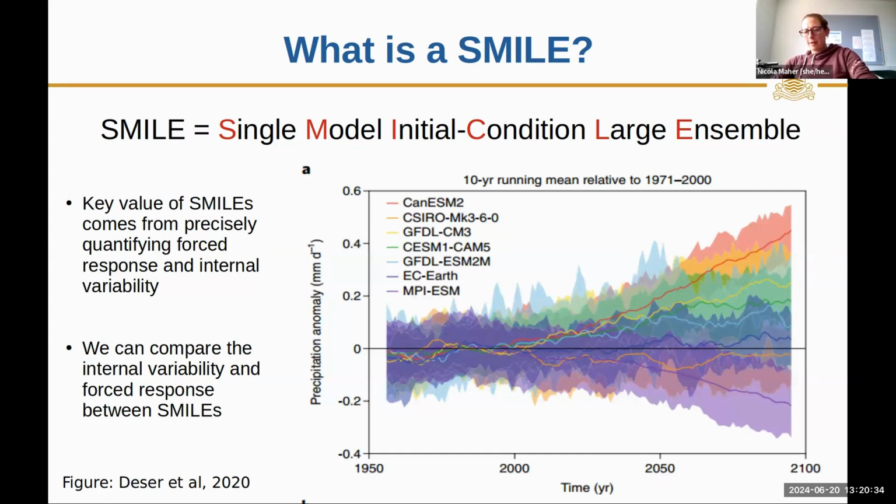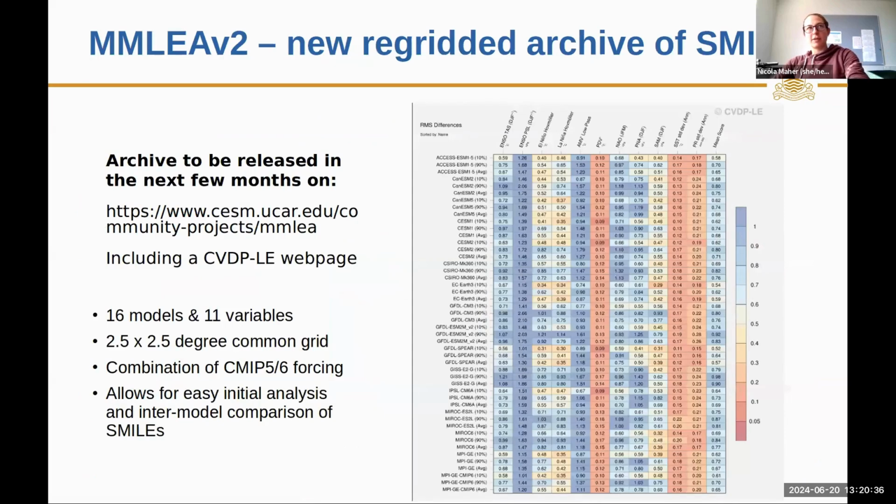And before I talk about actual research, I just want to spruik this archive that I've played a bit of a role in putting together, which is the multi-model large ensemble archive version 2, which is a giant mouthful. But it's basically all of the SMILES that are currently available that have been regridded to a common grid for 11 different variables. So we've got 16 models and 11 variables all on the same grid that are going to be available on the NCAR website really soon, but I've also just finished porting them over to the NCI. So they're available for Australian use at the moment.